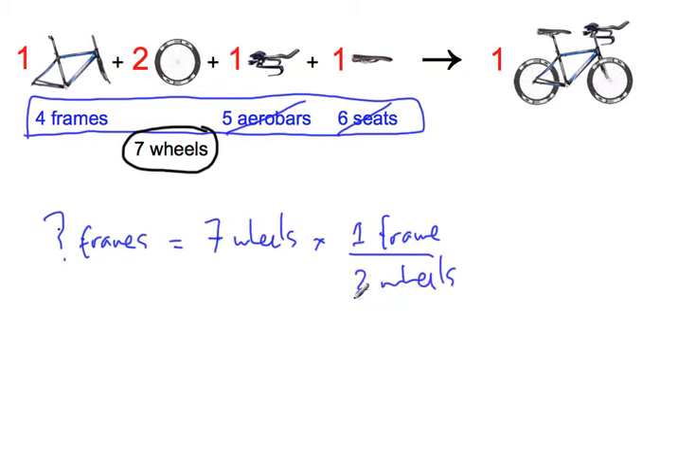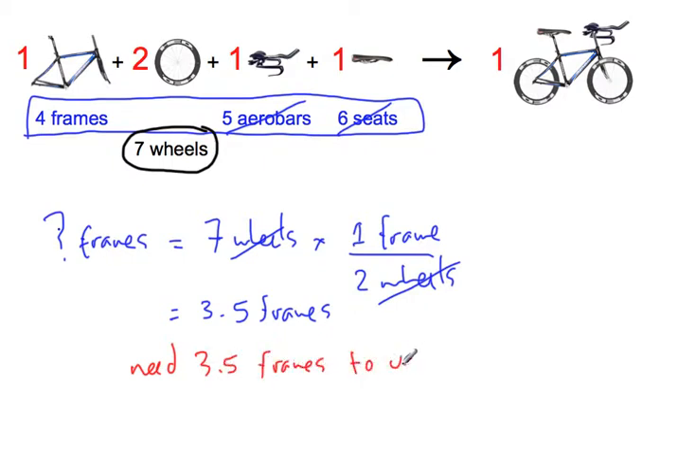And so the wheels divide out, and so it's 7 divided by 2, which is 3.5 frames. And so this question becomes, how many frames do I need? Well, I need 3.5 frames to use up all the wheels.